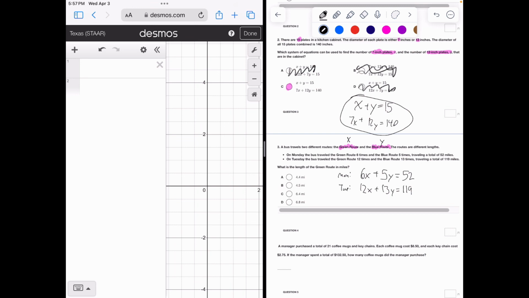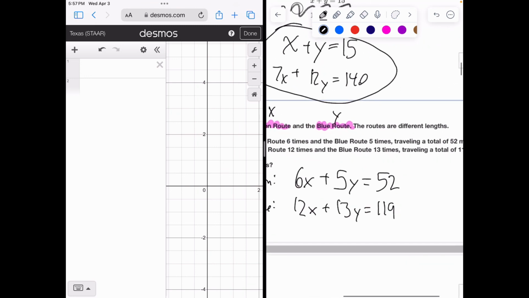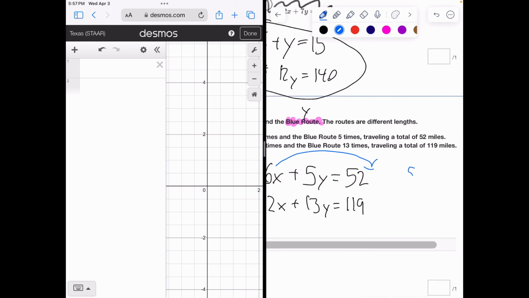Again, they're in standard form, so I can't place these into Desmos like this. I have to move the x and the y's over. So I'm going to do that. 6x goes to the other side of the equal sign. 52 minus 6x. Divide that by the number in front of the y, which is 5.